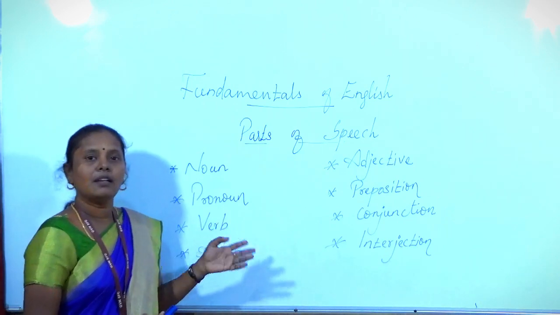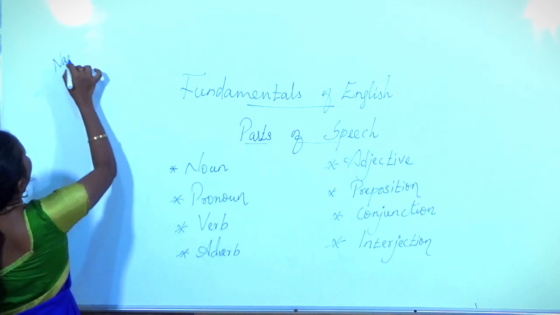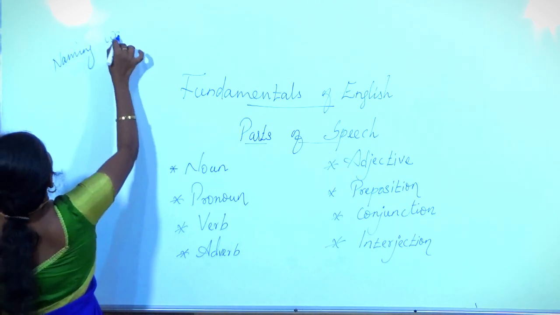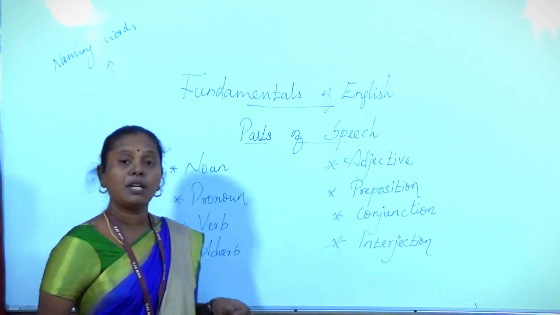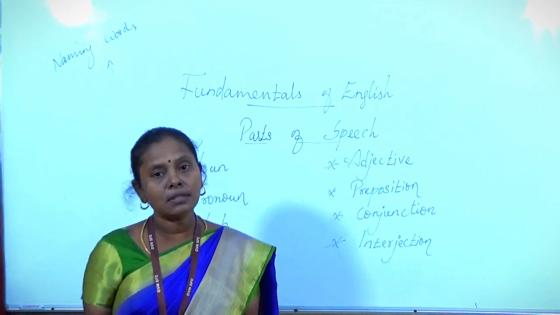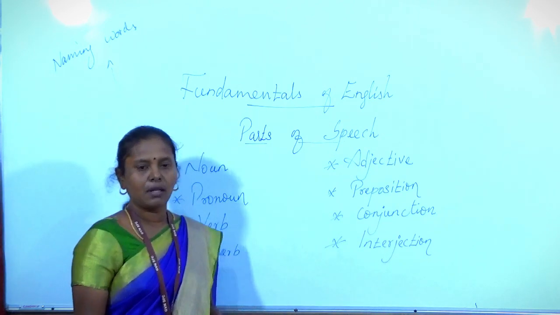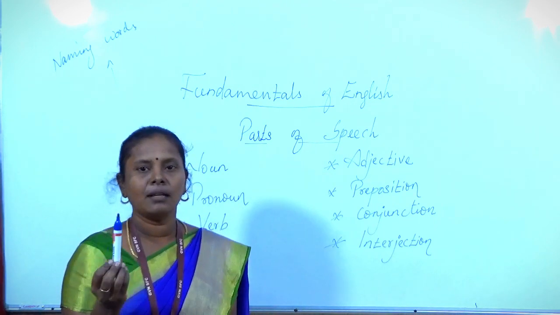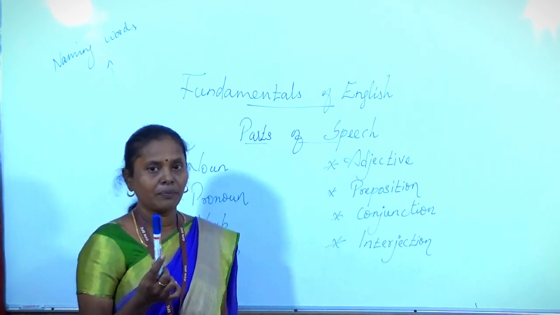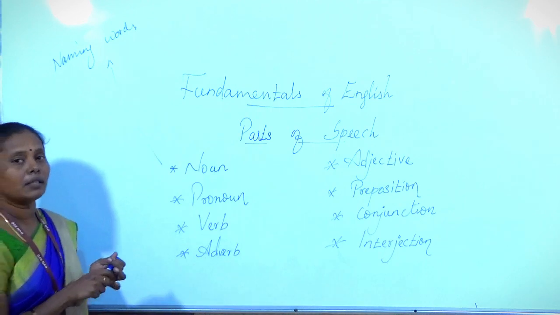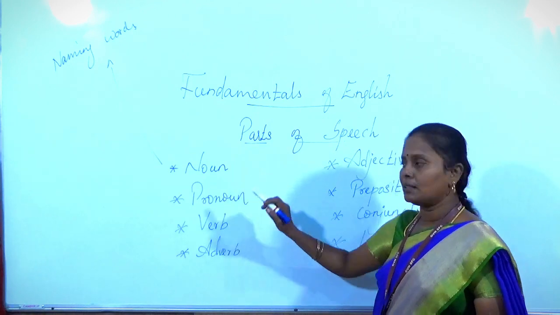What is a noun? Noun is just naming words. Whatever it may be, it may be a name of a place, a name of a person, or a name of a thing. I call this a pen, or we can call this a marker. So it is a noun. So naming words are called nouns. Noun is a naming word.